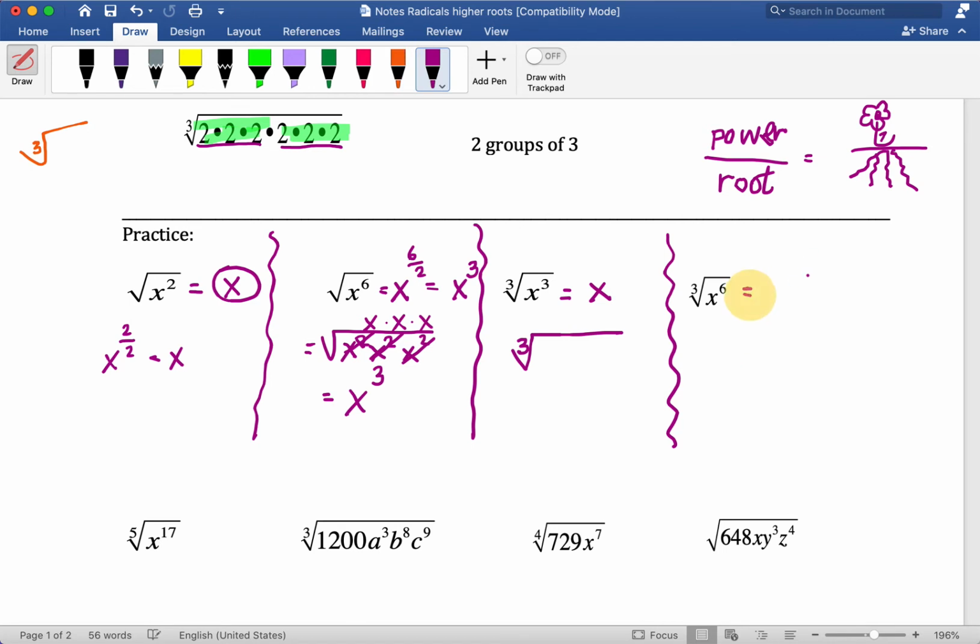This one, if I do power over root, this is x to the power 6 divided by 3, which is x squared. Or I can model this in groups of 3. I could write this as the cube root of x, and I need the 3 in there. Cube root of x, 3 x's, 3 more is 6. This could also be thought of as the cube root of x being multiplied by itself 6 times.